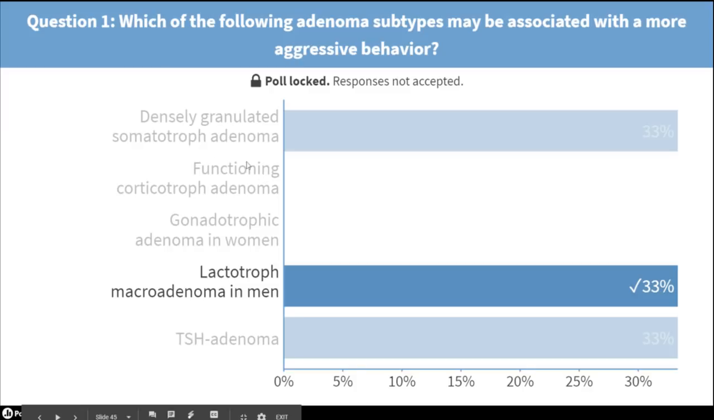Silent corticotroph, not the functioning one. The functioning ones are usually associated with Cushing's. Gonadotroph adenomas, of course, tend not to be aggressive, and the TSH adenomas are not necessarily aggressive. So lactotroph adenomas, sparsely granulated somatotroph adenomas, silent corticotroph adenomas. The other ones that I mentioned were the Crooke cell adenoma and the plurihormonal PIT1-positive adenoma.